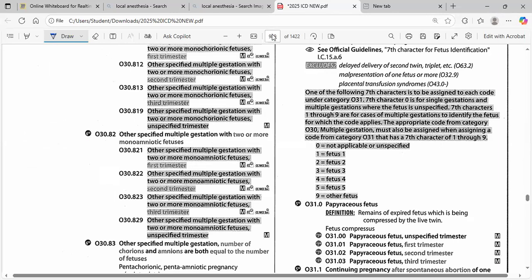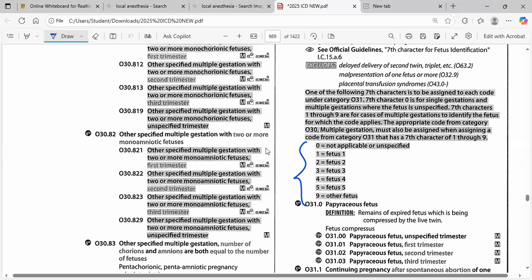Okay, here we have the seventh characters. So now in chapter 15, our seventh character will represent the fetus affected. You have to identify the fetus when there is more than one fetus. Then you have to tell which fetus is affected, and that this condition is specific to the first fetus or the second fetus.